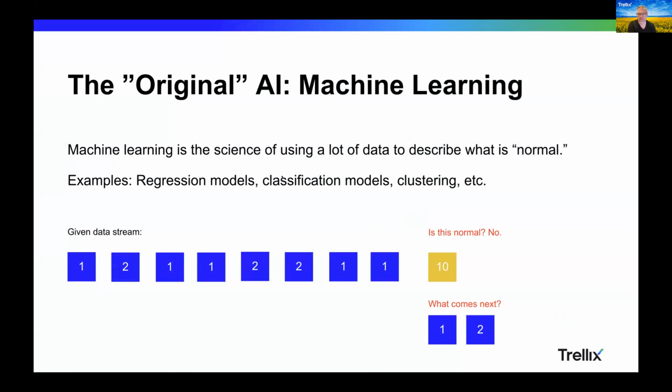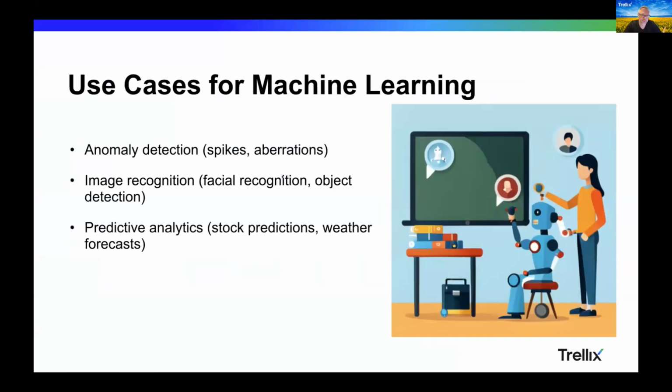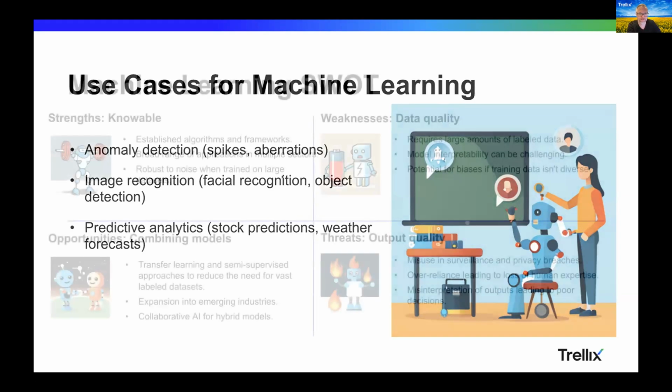And it'll say no, it's anomaly detection. You could say what comes next? Well, the pattern recognition would say it's probably a one or a two. So this is where you get anomaly detection. You get image recognition, so that if you think of ones and twos as pixels in a picture, that's facial recognition. It also goes towards self-driving cars and even figuring out what the lanes are on a road. So all the driving assist stuff, that's all machine learning like that. And then, of course, predictive analytics like stock predictions, weather forecasts, et cetera.